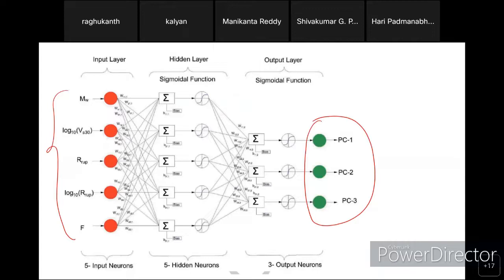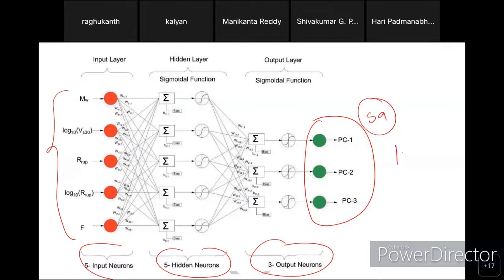How many unknowns are there in the network now? Say 5 inputs, 5 hidden, 3 outputs. 48, excellent. In the morning, how many were there? You remember? In the morning, the same network I showed you, but the output was spectral accelerations actually. I don't know how many of you remember. I think we had 198 actually.